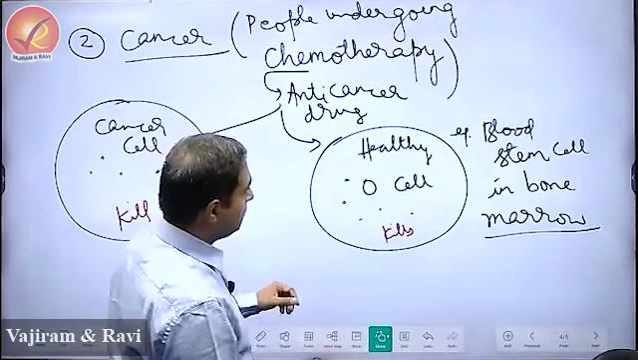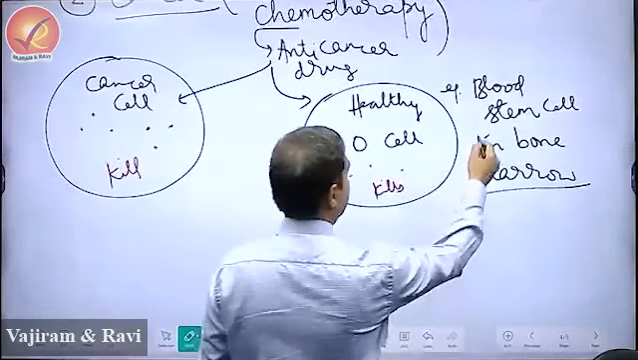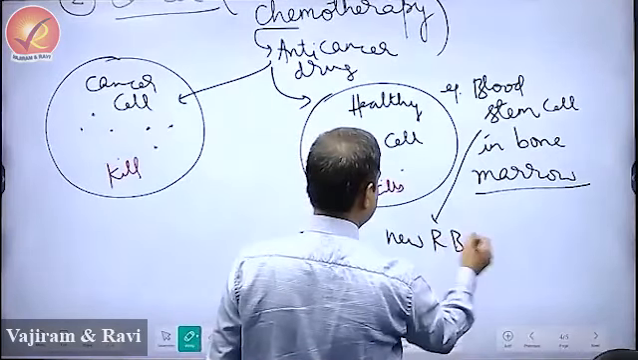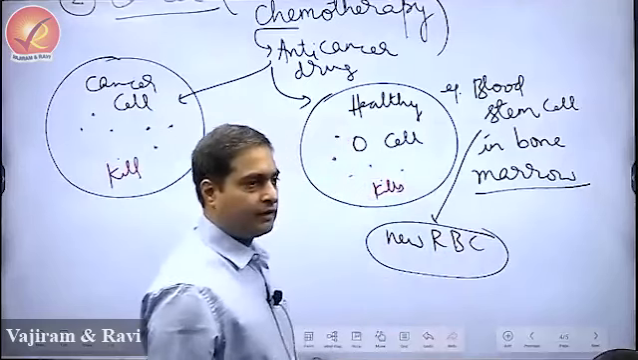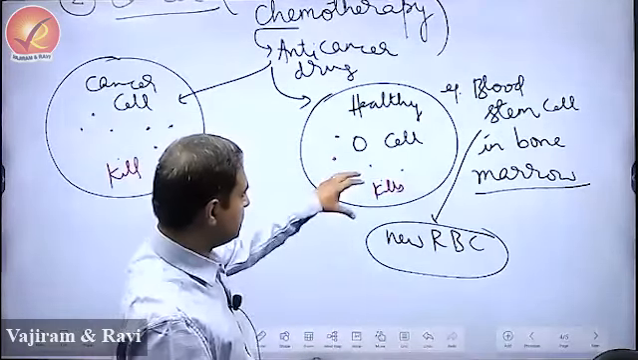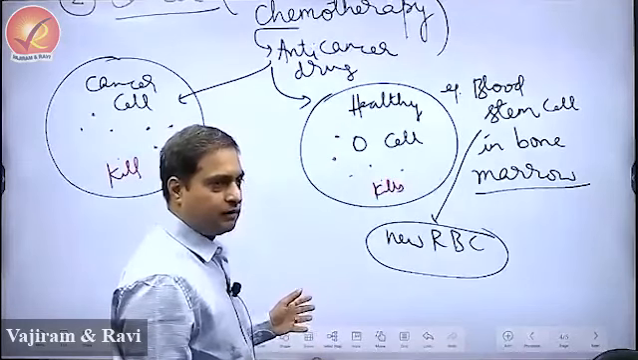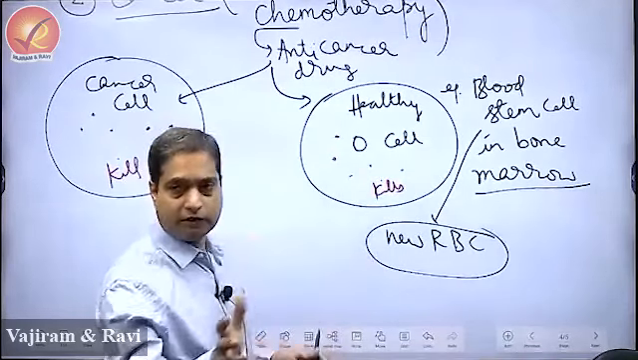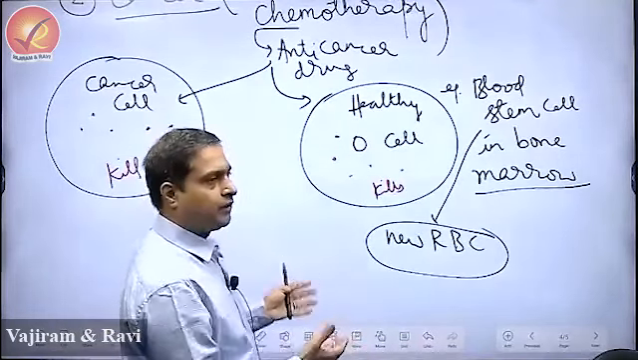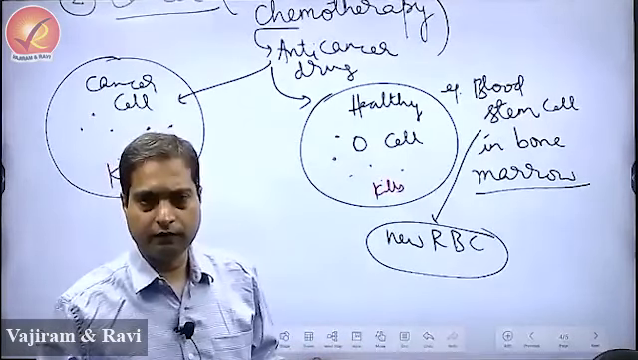Now what will happen? From the blood stem cells, new RBC are getting produced. New RBC are getting produced from here. So by suppressing it, it will cause a reduction in what? The normal RBC, which are produced in bone marrow, then come to blood circulation. So automatically this will cause what? Anemia, chemotherapy induced anemia, which is inevitable.